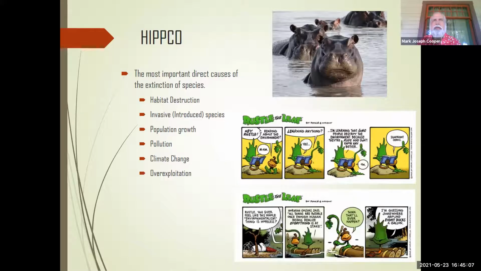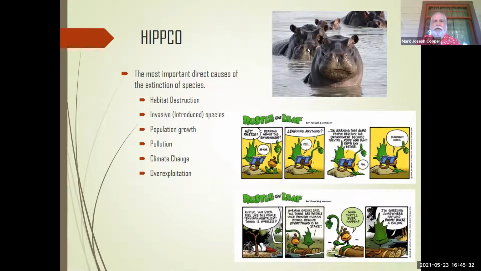All right, so for the next topic, this is not in the book this way. They talk about all of these things, but they don't talk about them in this kind of grouping or picture. I think it's easier to understand it this way. So this is where I'm going to go. I want you to remember HIPCO. The most important direct cause of the extinction of species, and what each of these letters stand for.